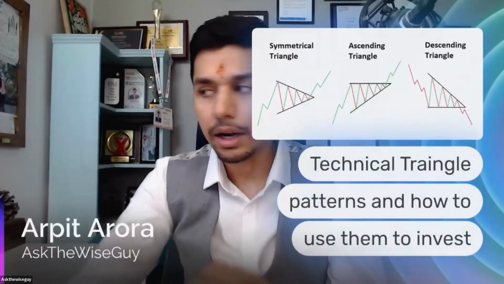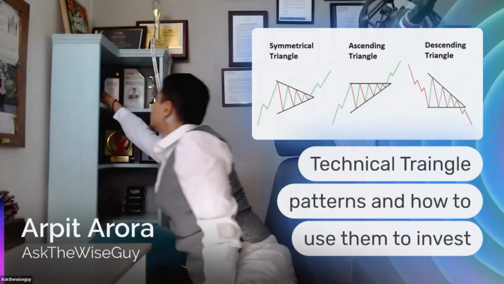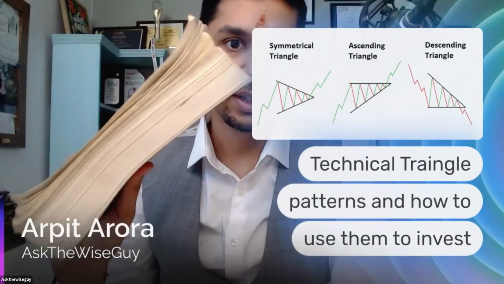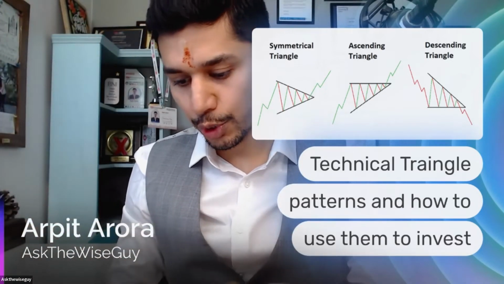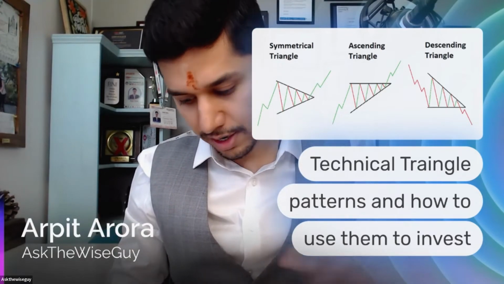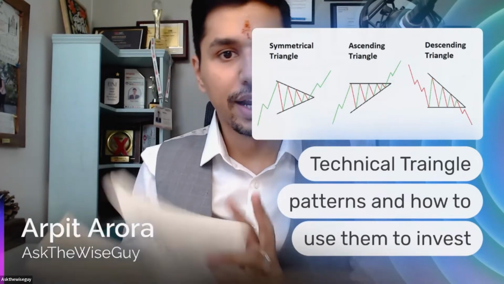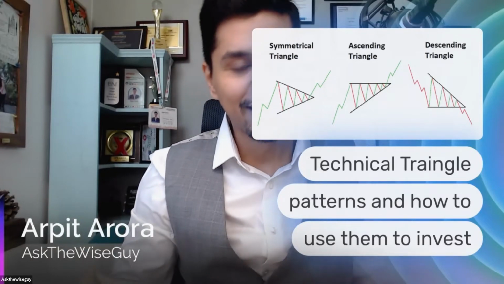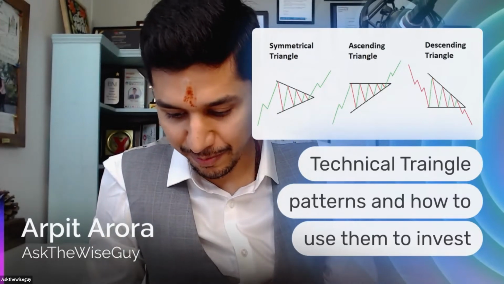How have I learned this? The first time I learned this was through this book. Yeah, that's what I had read. If I can, maybe even show you here. Somewhere in here you would see triangles as a major chapter. So when I read through this book, the first time I saw a triangle, I was like, this is a very easy way to make money.